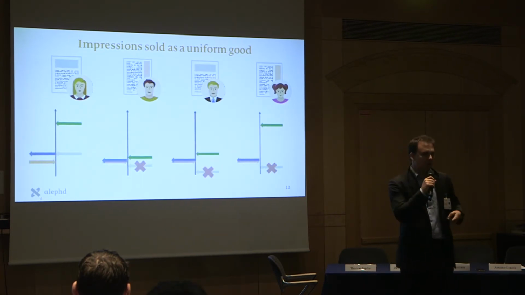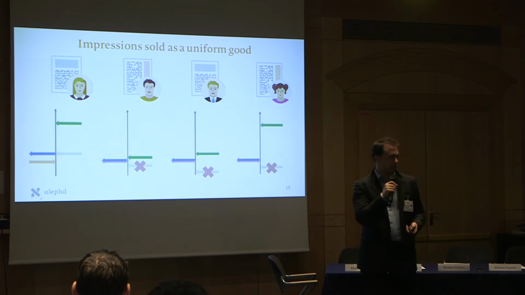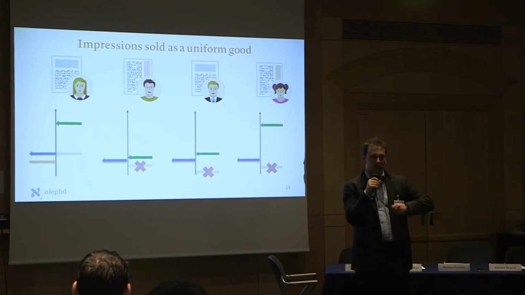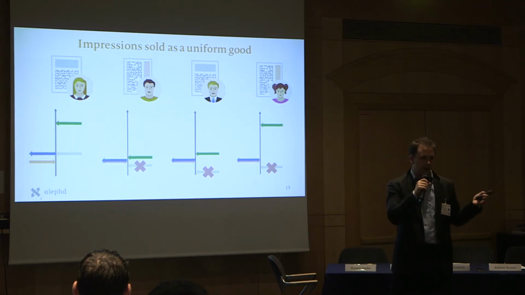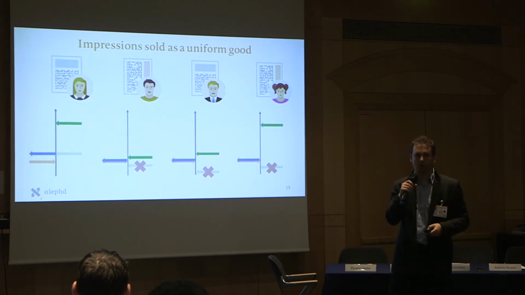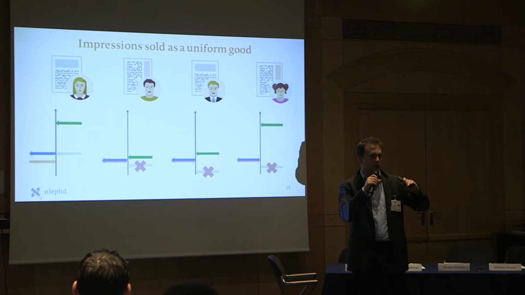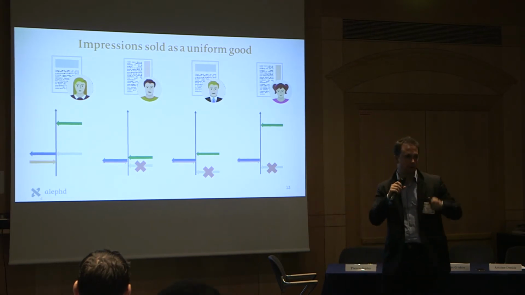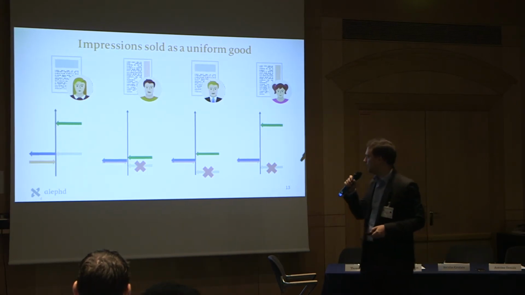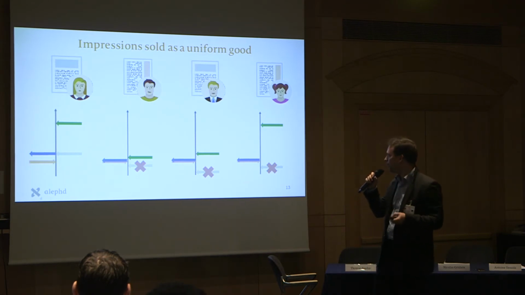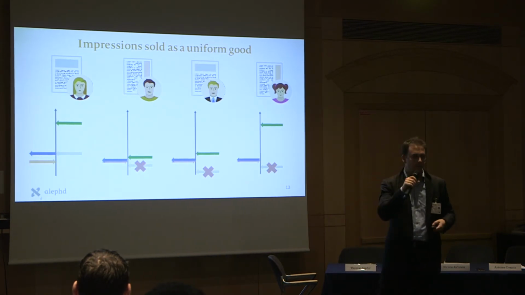So when RTB started, it was not very complex. It was just that you were setting a unique floor for every impression. So every ad that was sold on the platform had a unique floor, and you could tune this floor so that you can make more revenue or less. But it was one floor for all impressions.